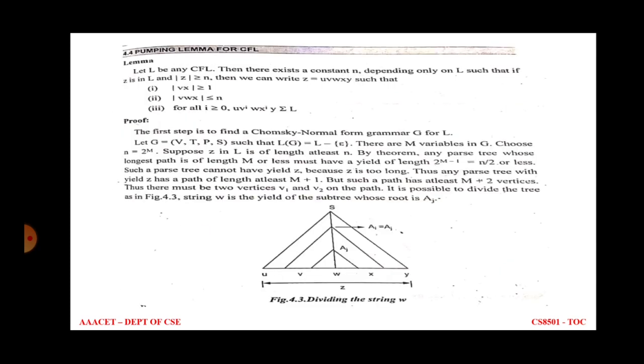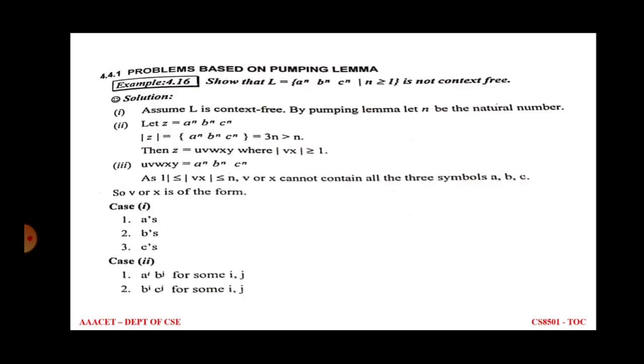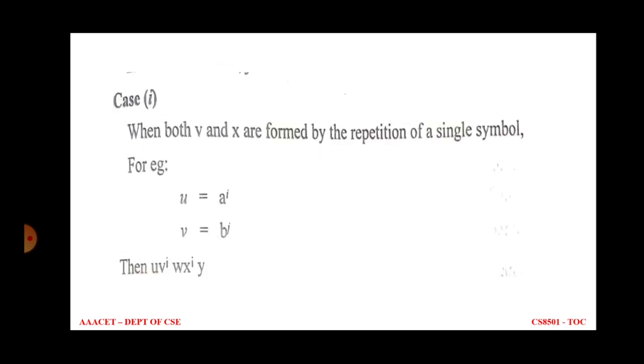In the third property, that is u v^i w x^i y, you can clearly see that except v and x, u, w, y have a single terminal at one time, but v^i and x^i have the particular symbol more than one time, a repetition of the particular symbol. The same concept is given here.